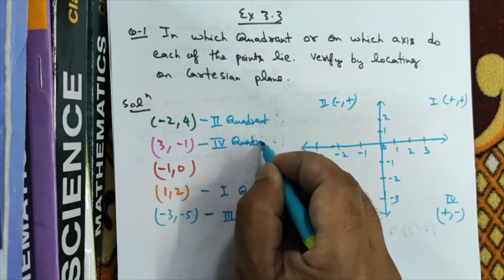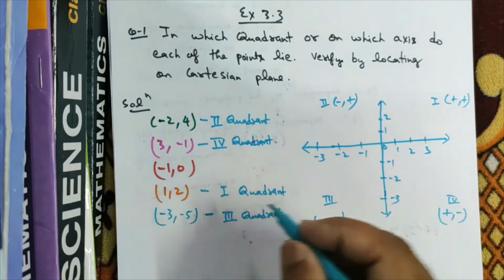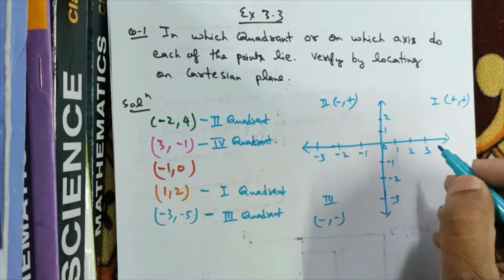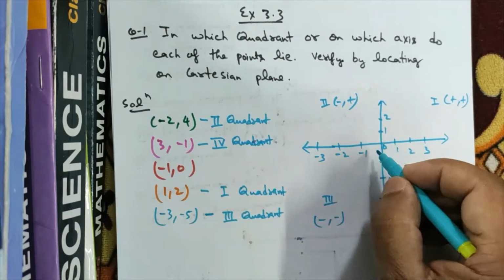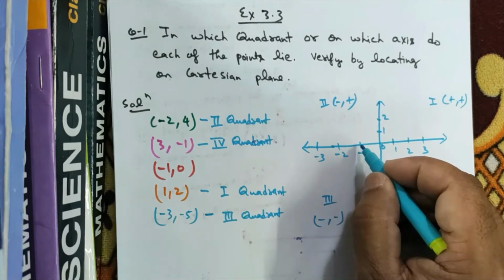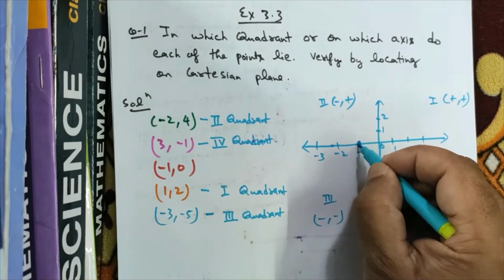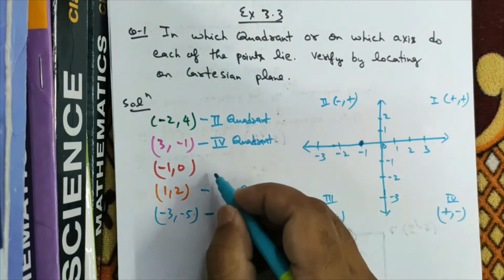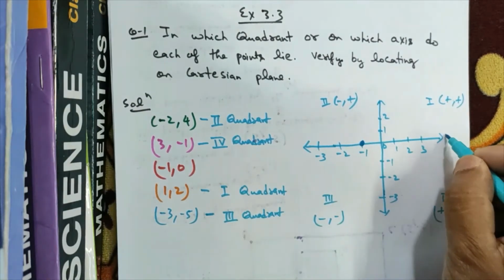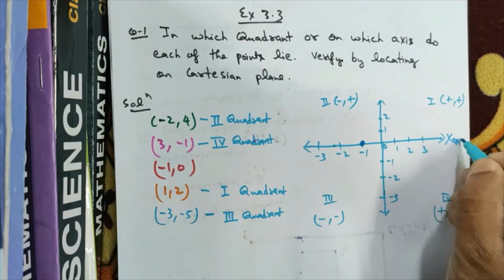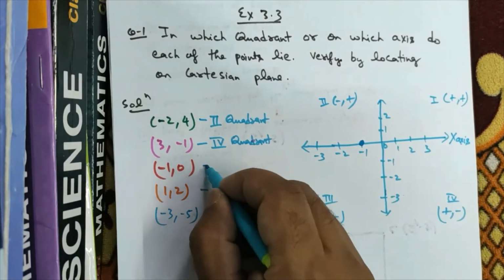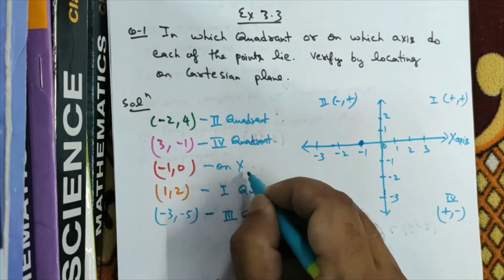What about this? X coordinate is negative but the y coordinate is 0. So x coordinate is -1 but y coordinate is 0. So it will be lying on the axis itself. Which axis will it be lying on? It will be lying on the x axis. Okay, so on the x axis.